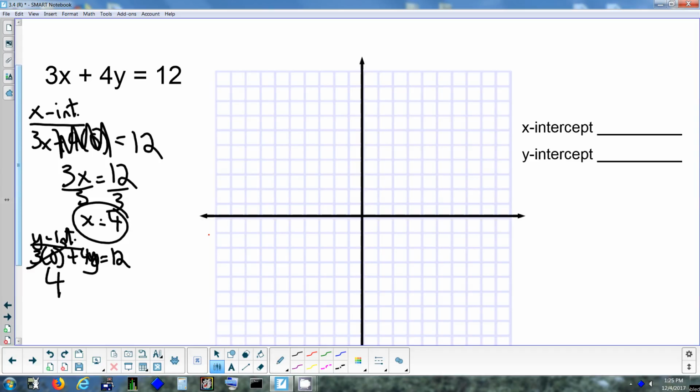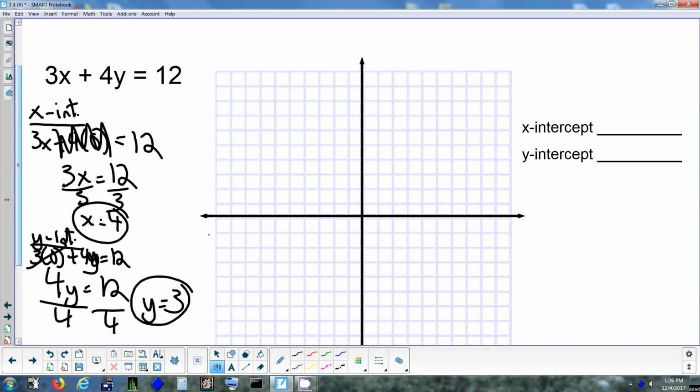I'm just going to rewrite it a little bit neater. 4y equals 12. Haven't you solved an equation like that before, Fred? What do you do? Divide by what number? 4, you got it. I know my handwriting was kind of bad, I apologize. Y equals, do you know, Fred? 12 divided by 4? Sophia, 12 divided by 4? 3. Good.